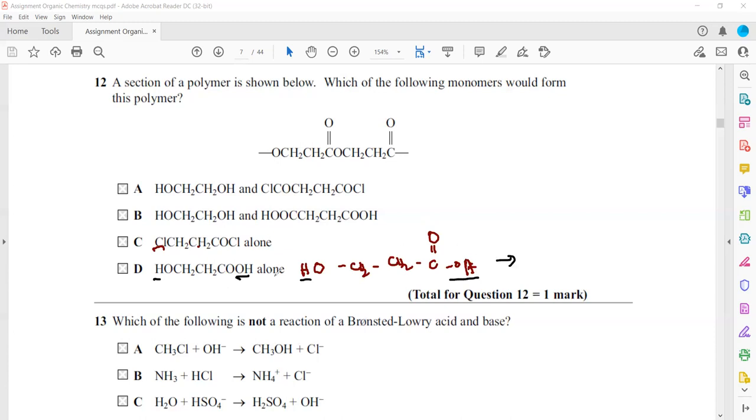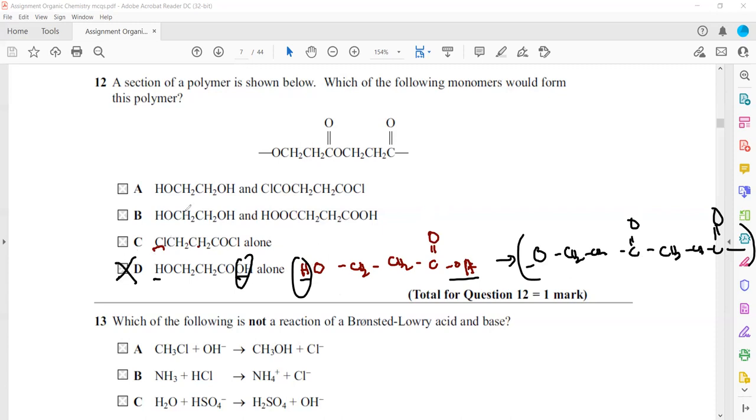So what will be the product? It will be O, then CH2, then CH2, then C double bonded with O, and this H is being removed. So this will be O, then CH2, CH2, and C double bonded with O. So you can see now it is forming the desired polymer. So that's why D is the right answer. Is it clear? The formation of the polymer.